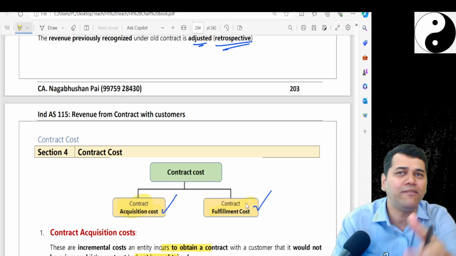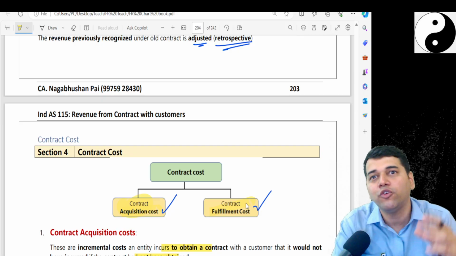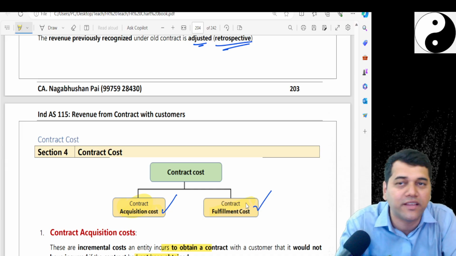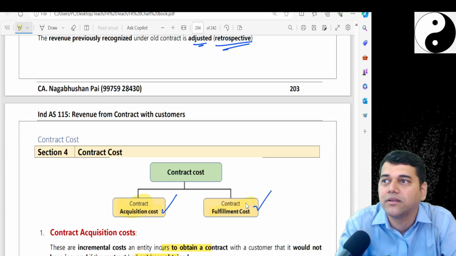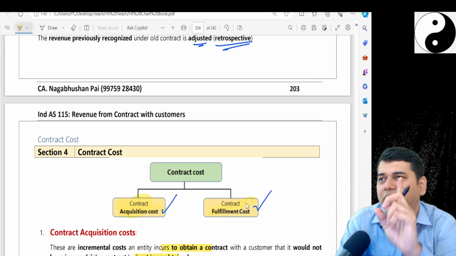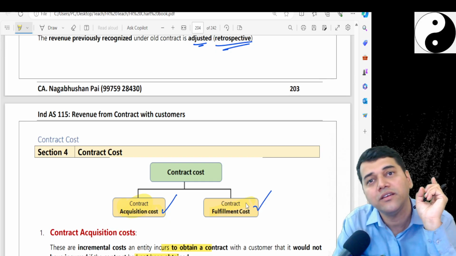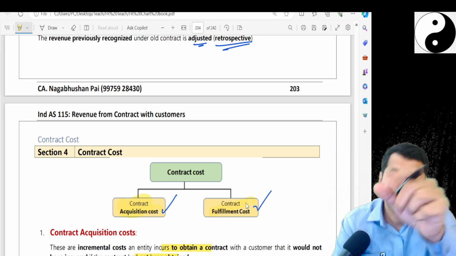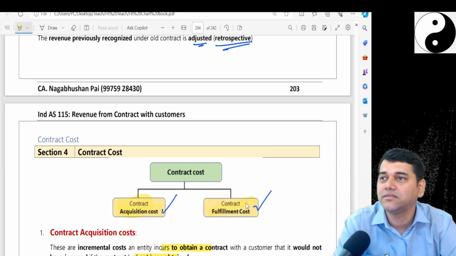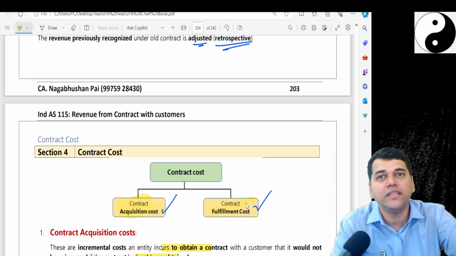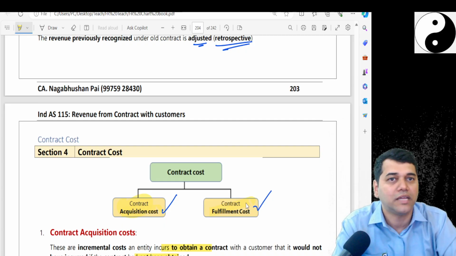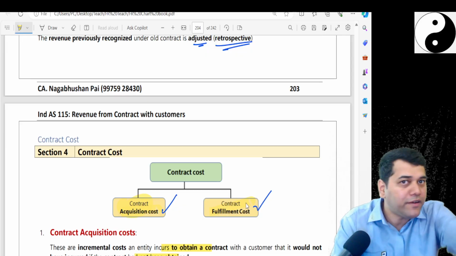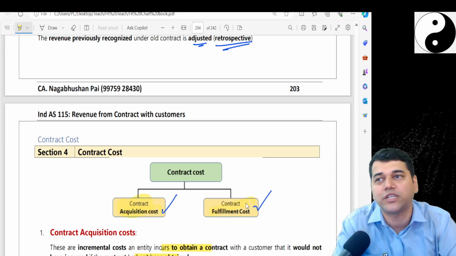Yeah, I will tell you now, but before that I want you to open up your mind. If you have understood what contract acquisition cost is, do you think of any example? Any one example. Brokerage, exactly. Sales commission. I will pay only when the deal is going to happen. Otherwise I will not. Like stamp paper cost: if I enter into the contract, then only I will incur the stamp paper cost, otherwise not.